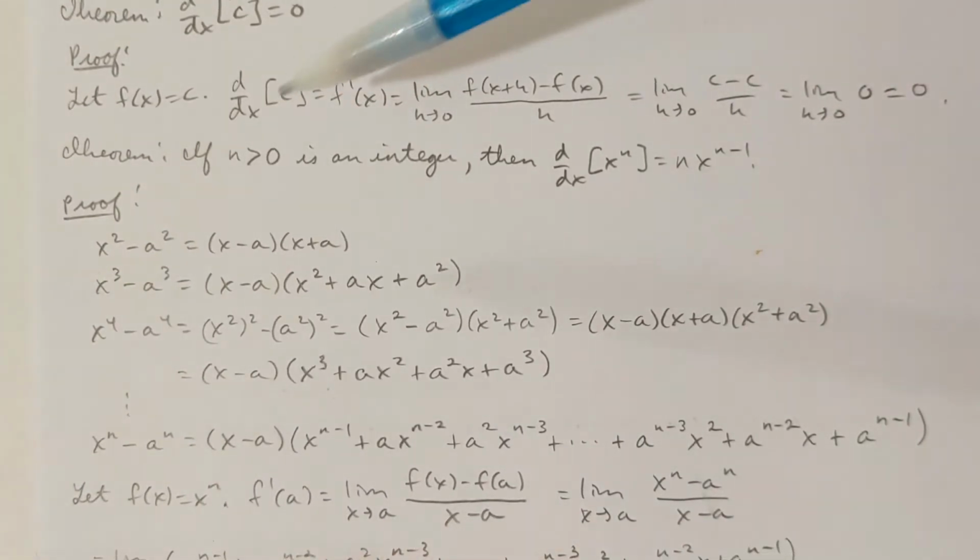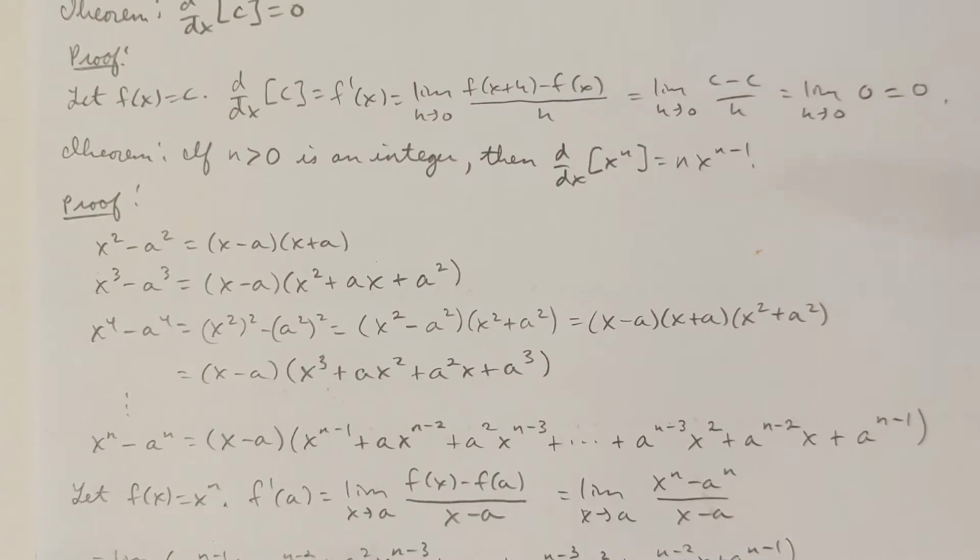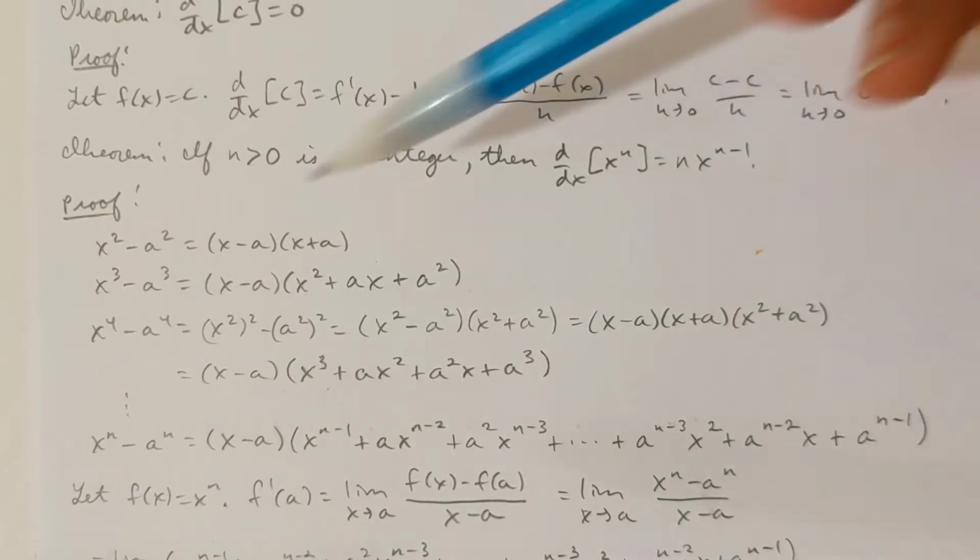Another theorem: if n is some positive integer, then the derivative of x to the n power is where you bring the power in front and then reduce the power by 1. We sometimes call this the power rule. We'll be using the power rule all over the place for the entire course. Here's a proof of that.